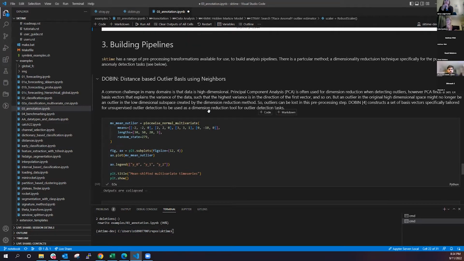And so I'll just finish up now by explaining something else in regards to building pipelines. So we have the data generation, the analysis tools, specifically for segmentation, anomaly detection, change point. But in the case of higher dimensional data, there's now also a dimensionality reduction tool that we can use that is specifically for outlier detection, and it's called Dobin.